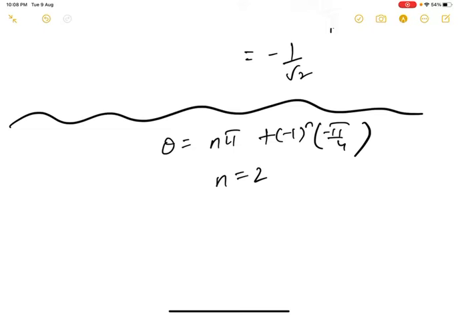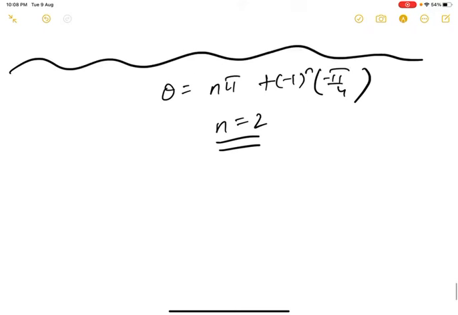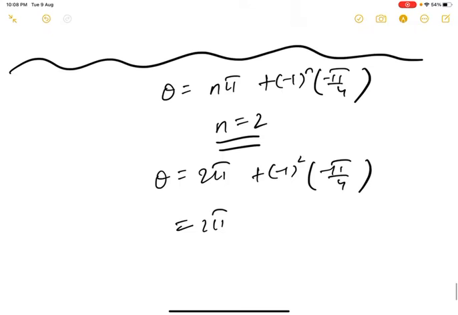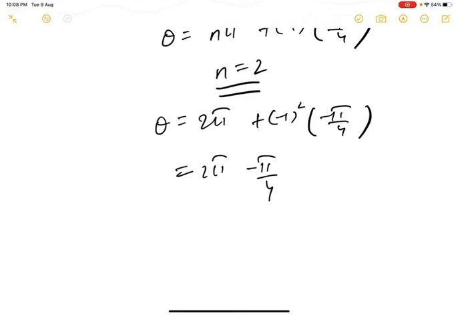Okay, then I'll take n equal to 2. So for n equal to 2, I'm having theta is equal to 2 pi plus minus 1 squared times minus pi by 4. This is 2 pi minus, because minus 1 squared is positive 1. So 1 into minus pi by 4 is just minus pi by 4. Okay. So this will be 2 pi minus pi by 4.